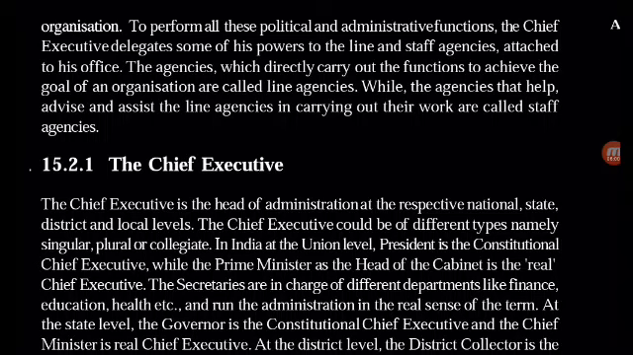The agencies which directly carry out the functions to achieve the goals of an organization are called line agencies, while the agencies that help advise and assist the line agencies in carrying out their work are called staff agencies. Chief executives.